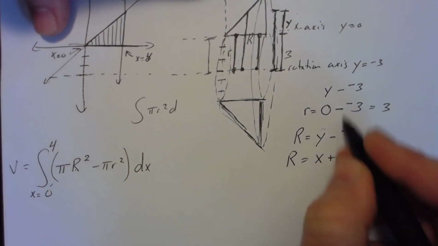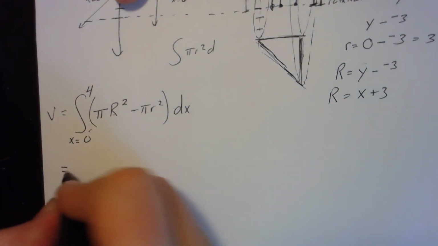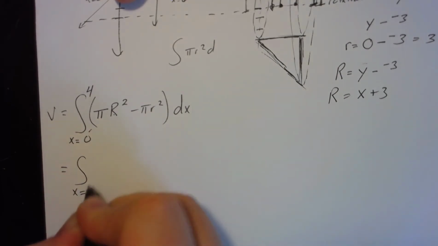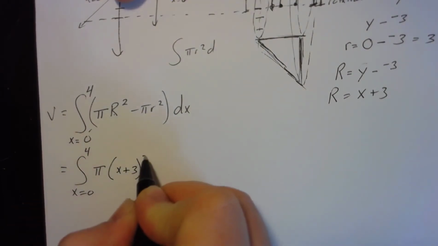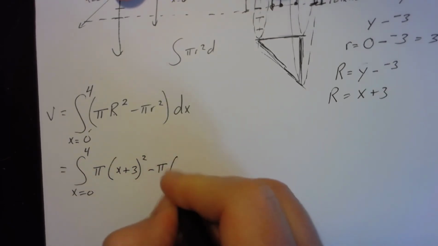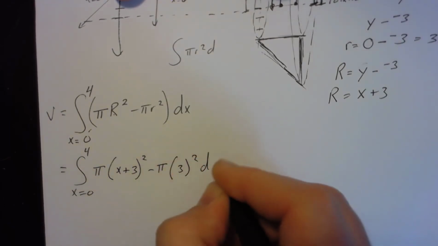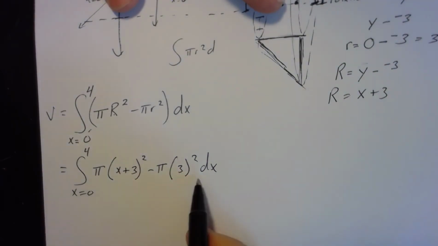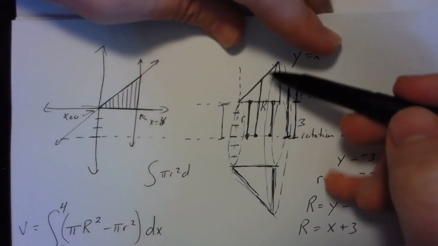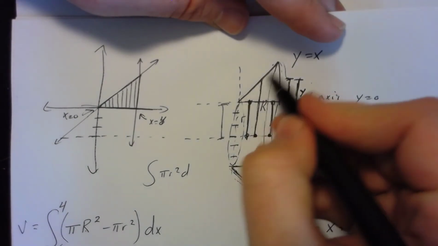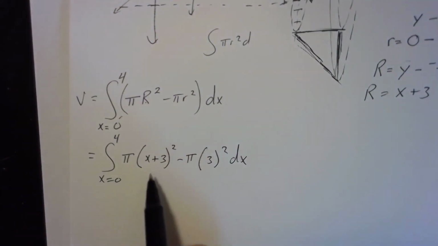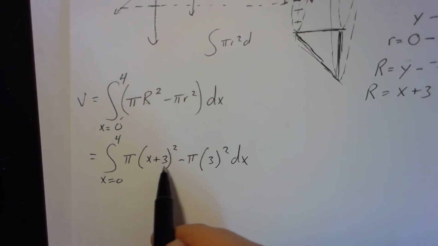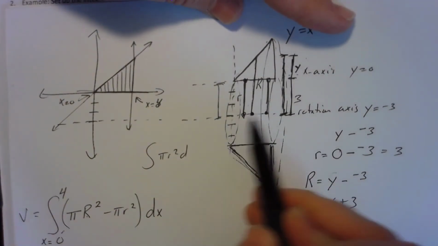So now I have capital R and lowercase r, and all I simply do is plug that into this formula over here. My volume is equal to the integral from x equals 0 to 4 of pi times capital R, which is (x plus 3) squared, minus pi times lowercase r, which is 3 squared, dx. This formula right here will provide us with the volume of the object created by rotating this little triangle over y equals -3. Again, be very careful with the setup of this, and those 3's are coming from that rotation axis not being centered at the origin.